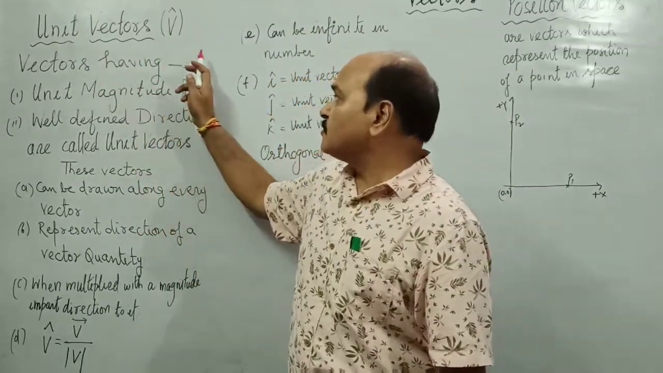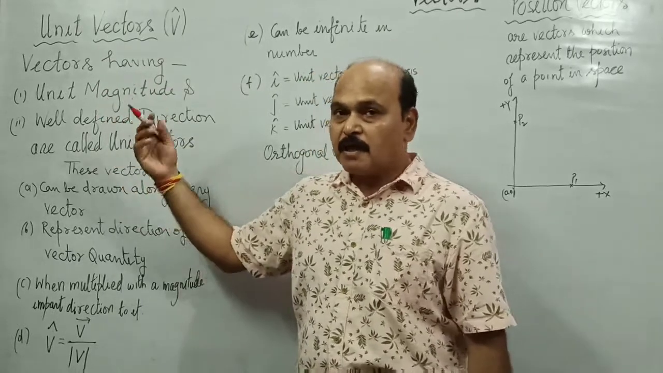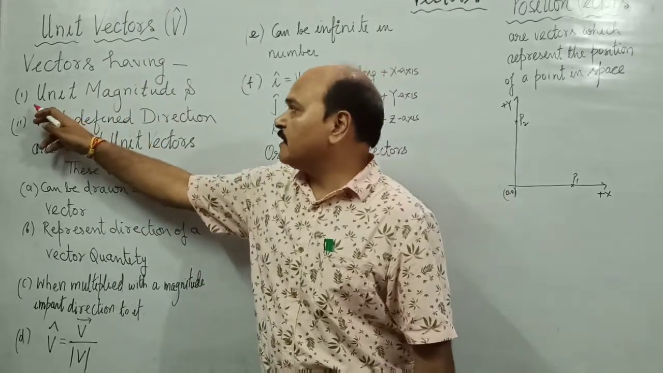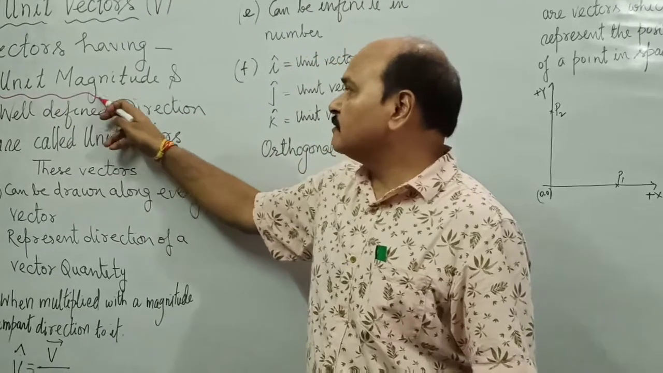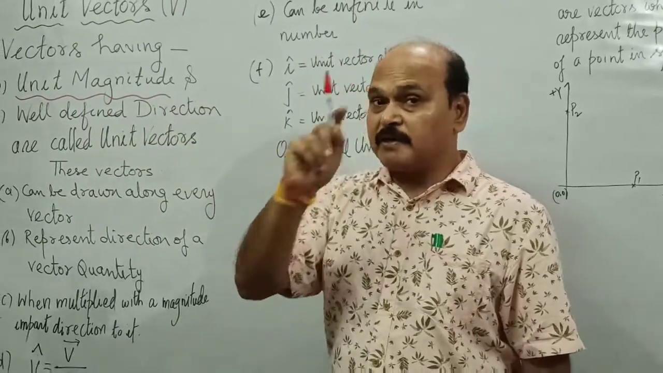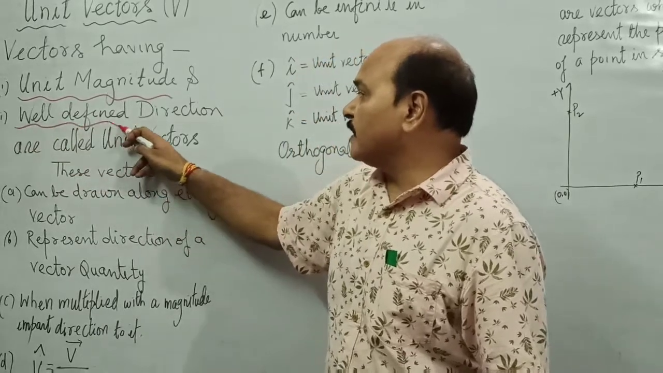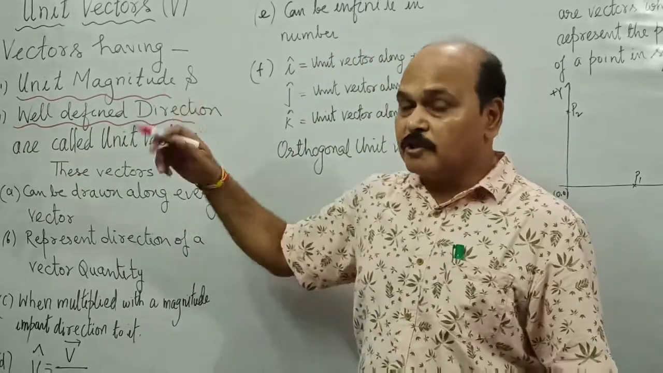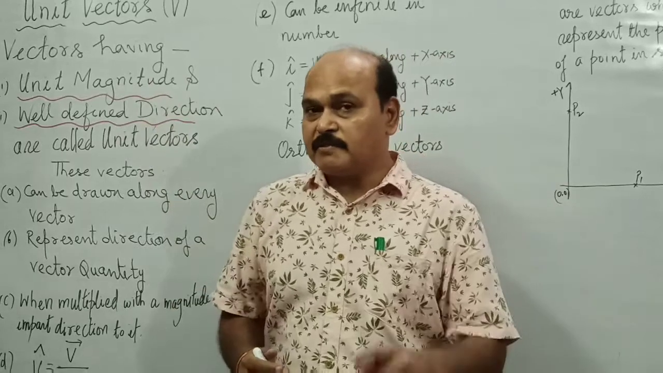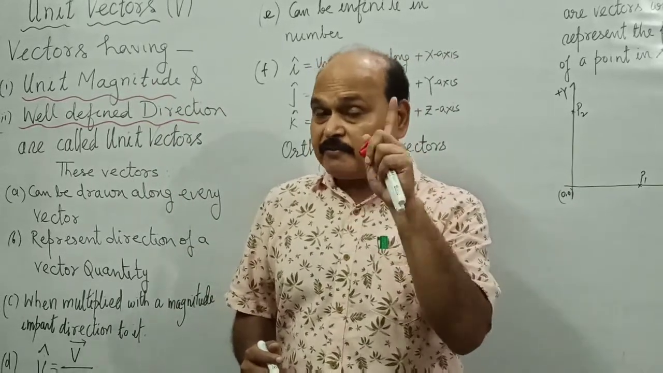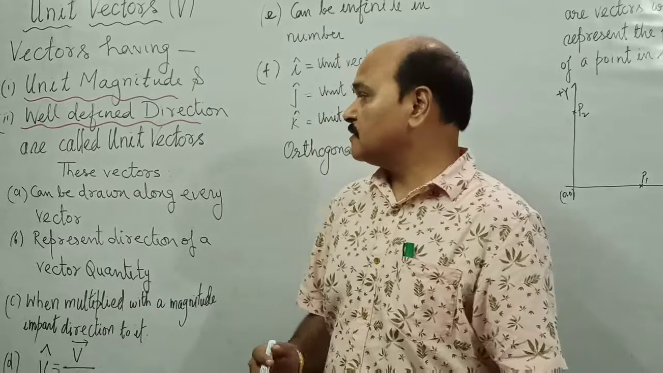Unit vectors, as obvious from the name itself, are those vectors which have unit magnitude. That is, magnitude is 1, and their direction is well defined. So unit vectors are those vectors which have unit magnitude and well defined directions.